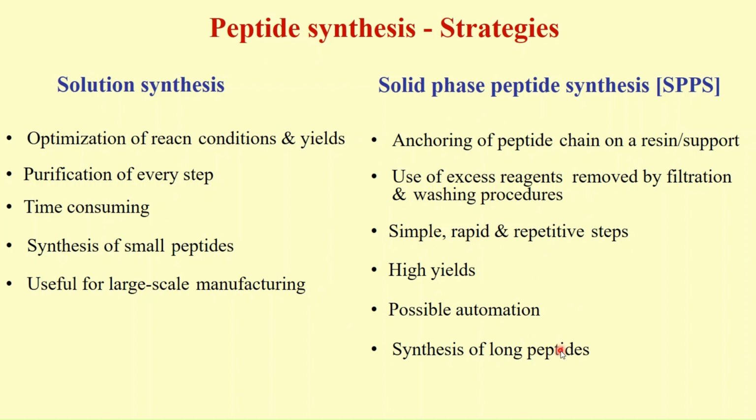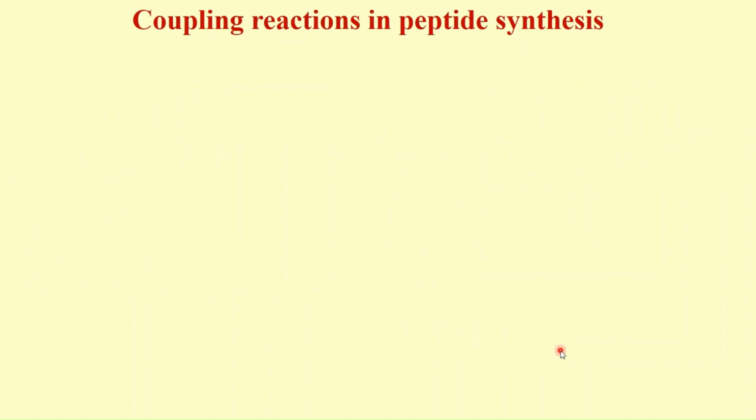Two methods are used. The first method which was used was solution phase synthesis. Later on, solid phase peptide synthesis was developed and it has been utilized more today because it has its own advantages. Thus, solid phase peptide synthesis is the order of the day. We have to protect the amino group of the amino acid and also the carboxy group of the amino acid.